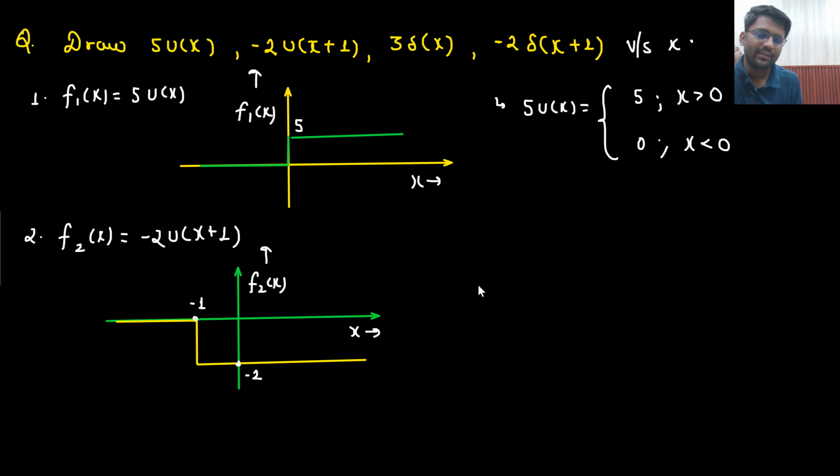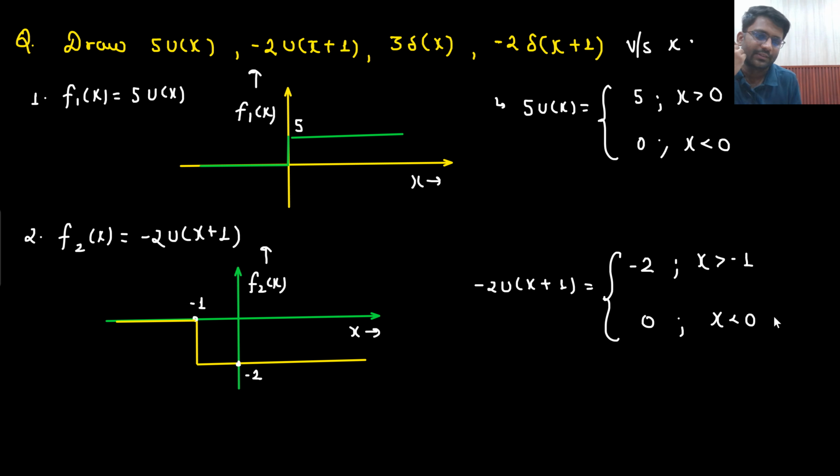So how can you define it? Minus 2 u of x plus 1. It will be equal to minus 2 for x greater than minus 1, and it will be equal to 0 for x less than minus 1. Is that understandable to you?